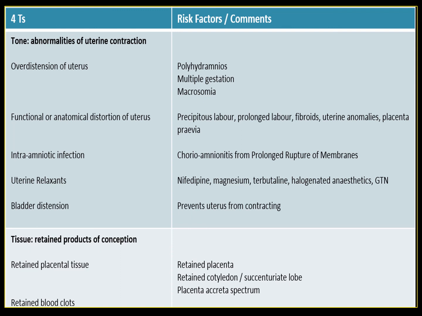Risk factors for atony, for example, overdistension of the uterus, as in cases of polyhydramnios, multiple gestation and macrosomia, anatomical abnormality of the uterus, functional or anatomical, as precipitate labor or prolonged labor, infection, intraamniotic infection, chorioamnionitis with a prolonged pre-labor rupture of the membrane, medications or bladder distension may cause atony. Tissue, we're talking about retained placental tissue or membranes and even blood clots.